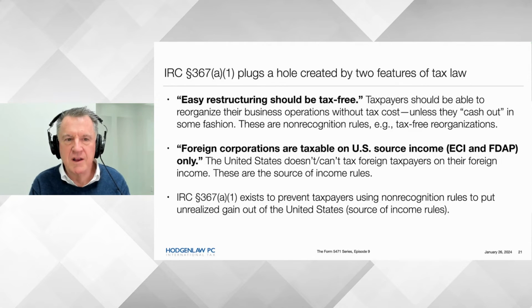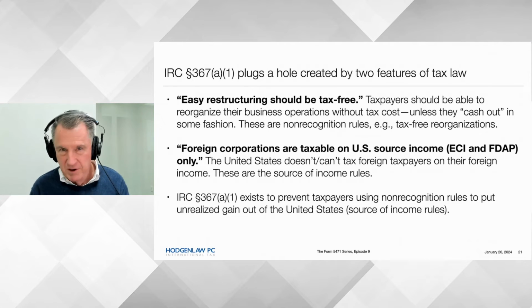The second one is foreign corporations are only taxable on US source income. And the policy behind that is America, despite its desire, does not have enough guns and soldiers to force every corporation and every individual outside the borders of the United States to pay tax in the United States. So this is a recognition of reality that we can't tax everybody. So we're only going to tax stuff that occurred inside the United States.